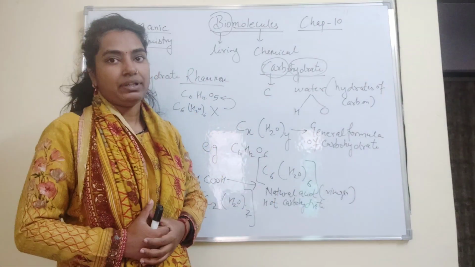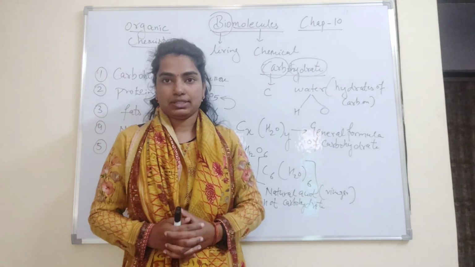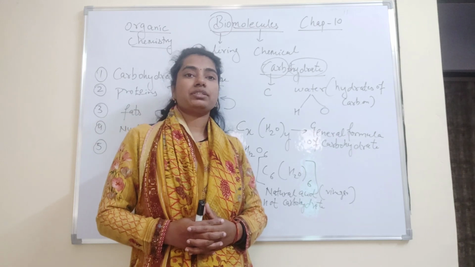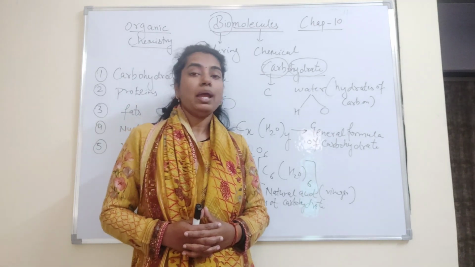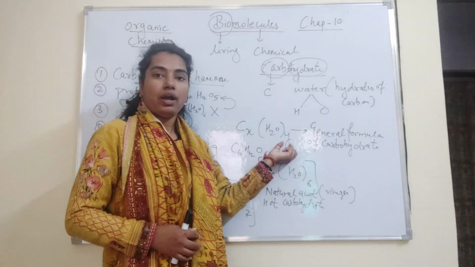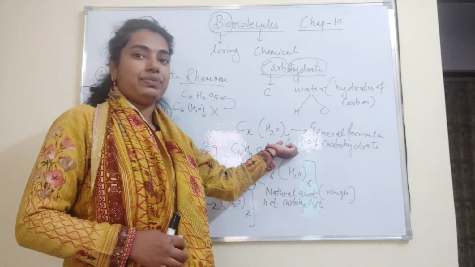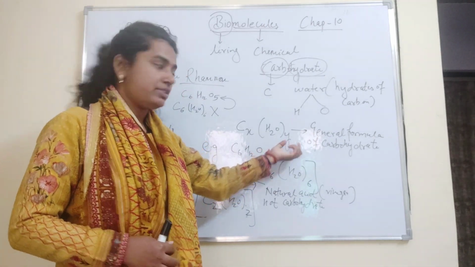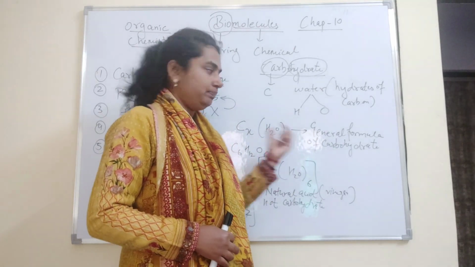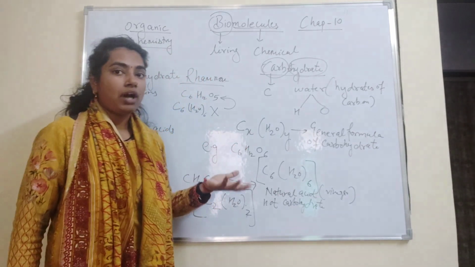What is carbohydrate actually? Carbohydrate is a hydrate of carbon. Primarily it is studied that carbohydrate is a hydrate of water. Why? Because its general formula is Cx(H2O)y. That means primarily carbohydrates have the general formula Cx(H2O)y. So this general formula applies for all the carbohydrates.